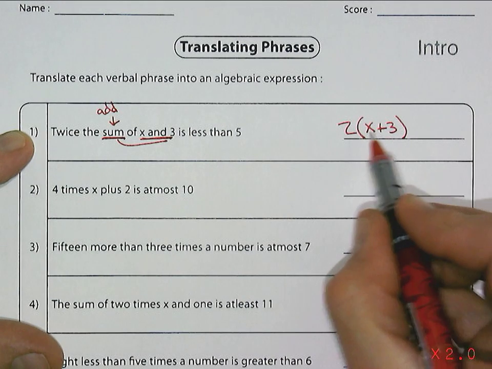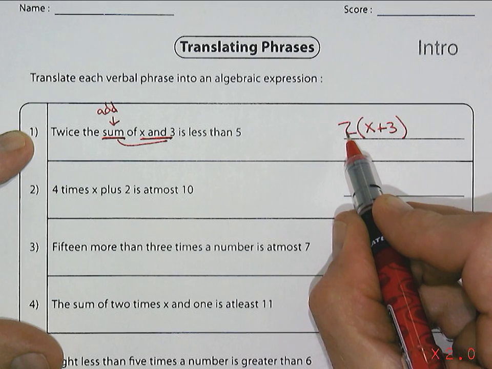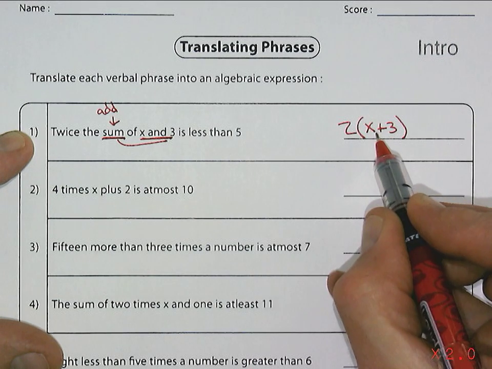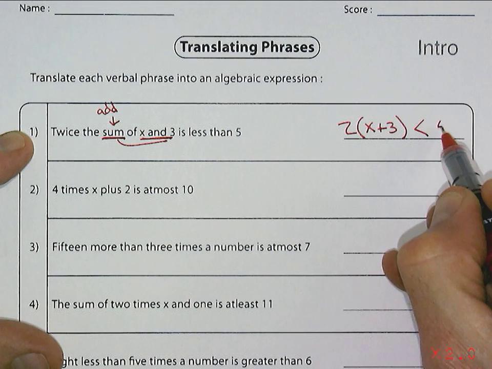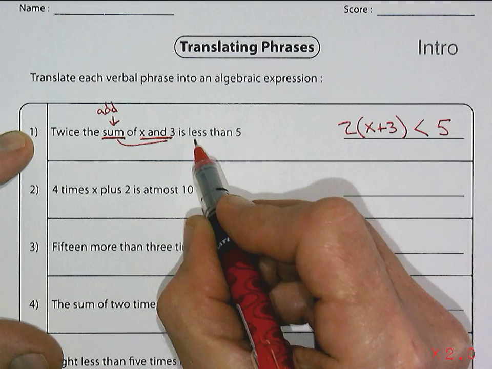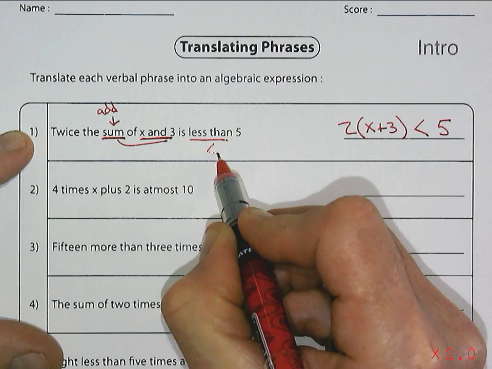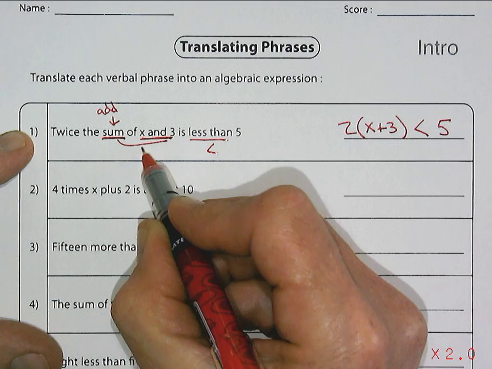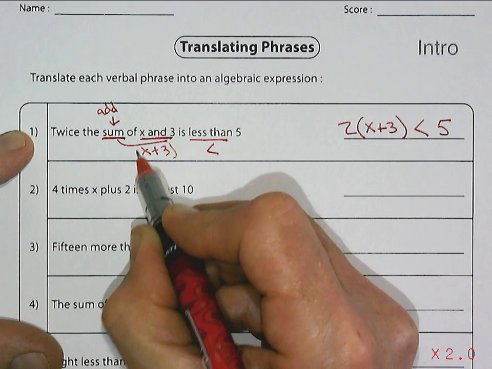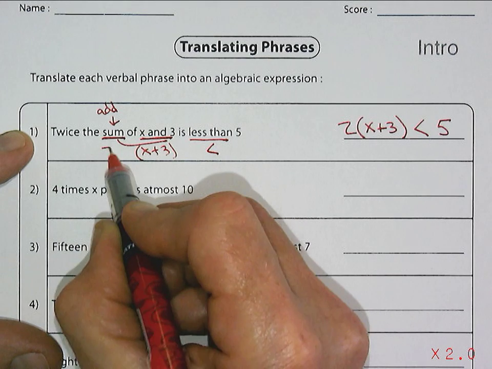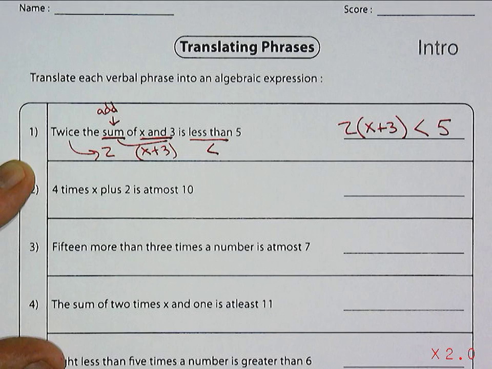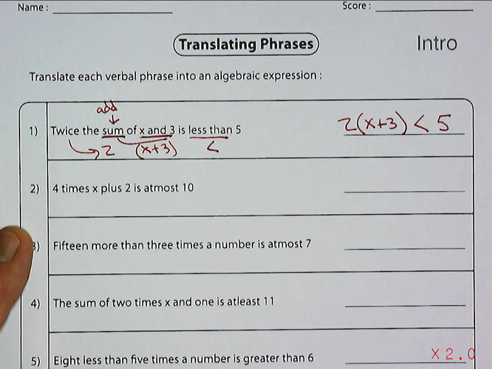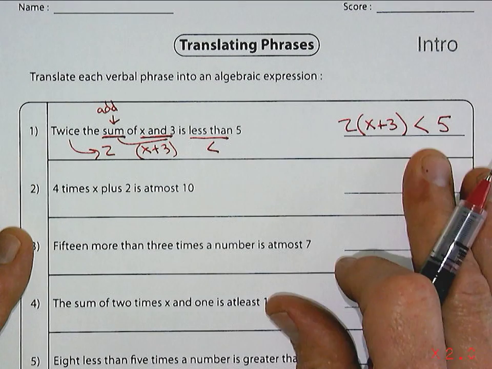So there's the sum of x and 3, and there's twice, two times, the x and 3 is less than 5. So the symbol is less than. There's my less than, and then 5. So here's my x plus 3, that's the sum, and then I have two of those, twice that. So all I'm trying to do is pick apart this sentence and figure out what each part is giving me for the inequality.